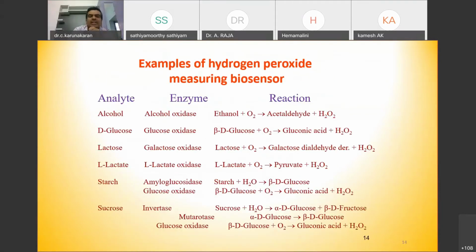There are several enzymes for each analyte. For each analyte, there are oxidases: glucose oxidase, lactose oxidase, starch oxidase, glutamate oxidase, for example, for neurotransmitters. So you can use the same approach. If you are able to develop one biosensor, then you can develop many more. Very simple.